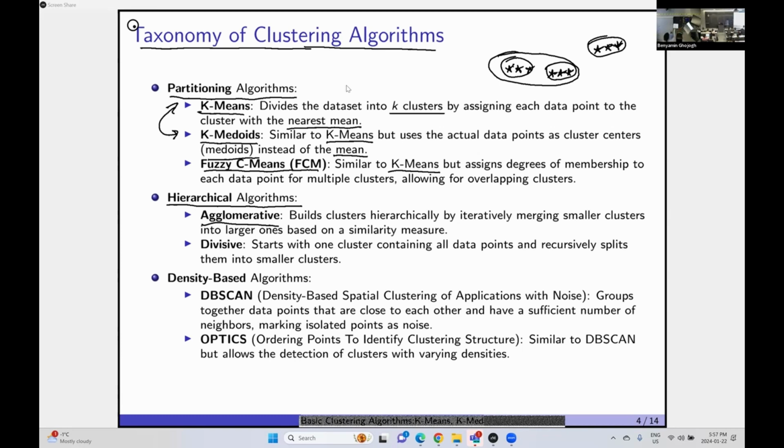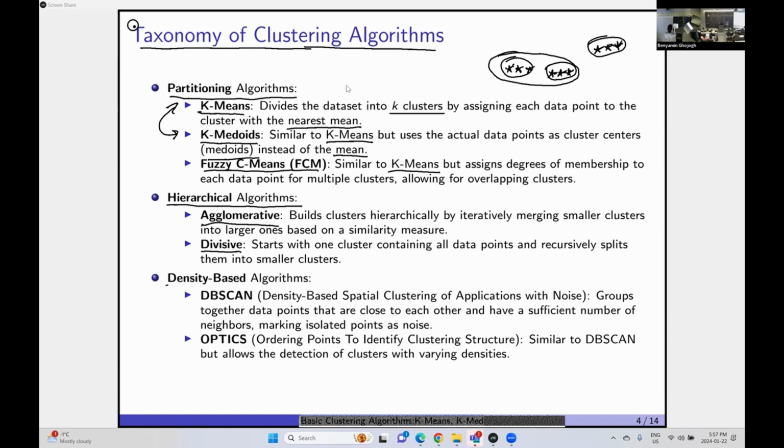Also, the other way around is divisive. So we start with one big cluster. The whole data is one cluster, and then we split it into several smaller clusters. And again, we have a pyramid or a hierarchy the other way around.